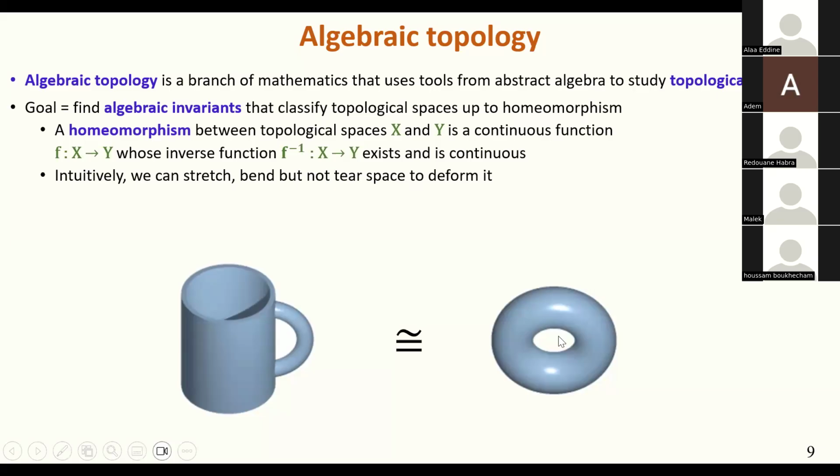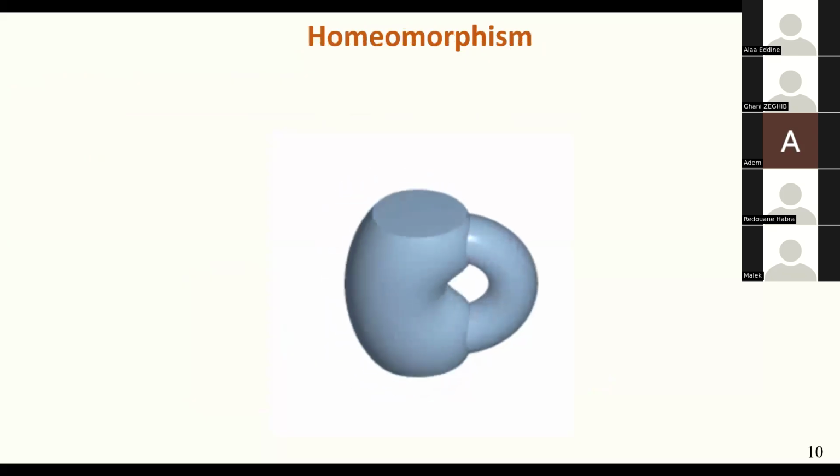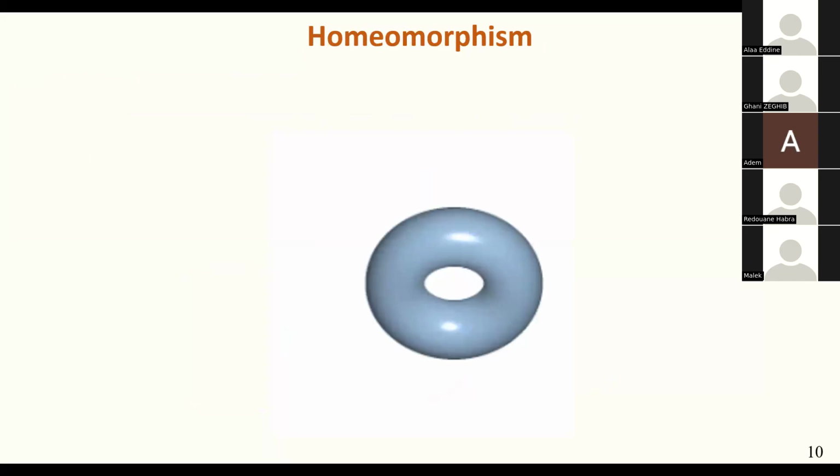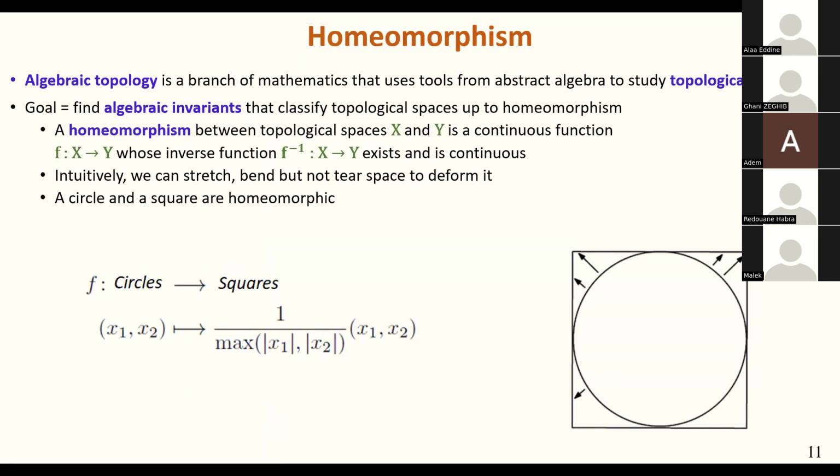So basically, this joke that everyone does, that topologists do not know the difference between a mug and a donut. A homeomorphism means that we can stretch, bend, and deform any space, but we cannot cut or glue the space. By this homeomorphism, we can deform the mug in order to obtain a donut.